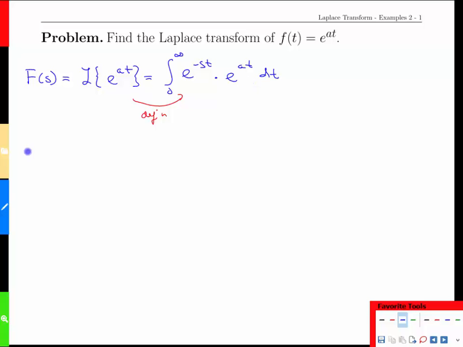and try to integrate. Let's be careful with our limits. First, we'll take the limit as b goes to infinity and then only integrate from 0 up to b. We can then join these two exponentials. If they're multiplied, then we can add their two powers. So we'll have e to the a minus s times t dt. And that we can simply integrate.